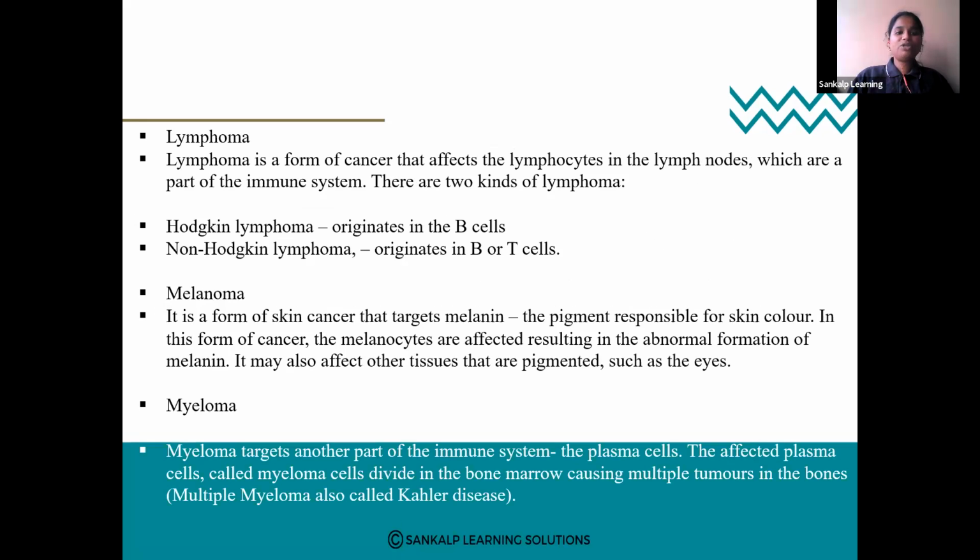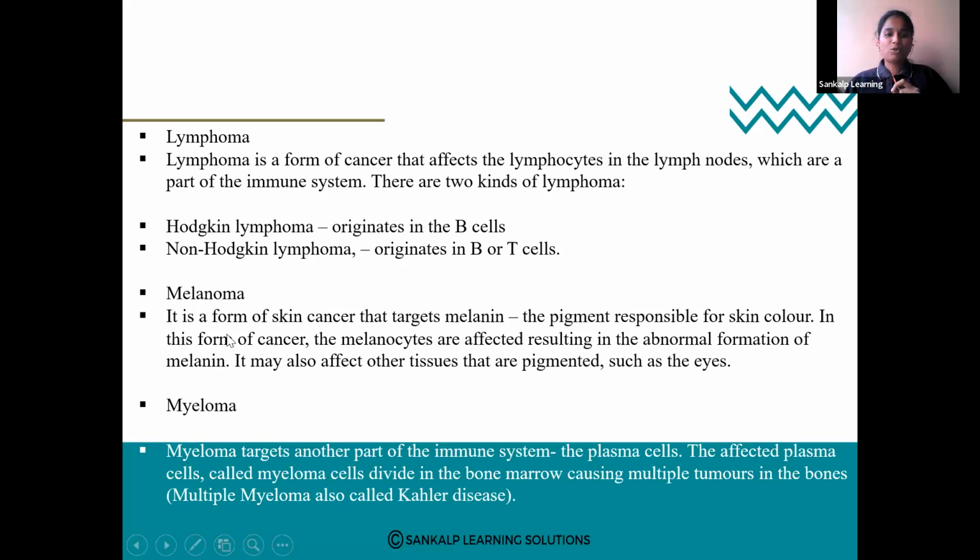Next, when we come to lymphoma, it is also a form of cancer which affects lymphocytes, B lymphocytes, T lymphocytes, and lymph nodes, which are a part of the immune system. There are two kinds of lymphoma, Hodgkin lymphoma and non-Hodgkin lymphoma. Hodgkin lymphoma originates in B cells, non-Hodgkin lymphoma originates in B or T cells.